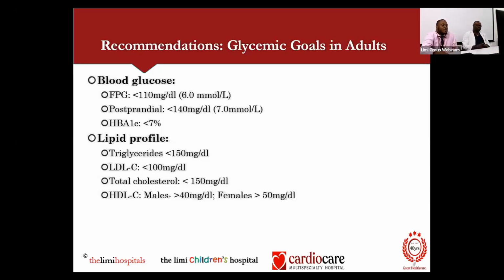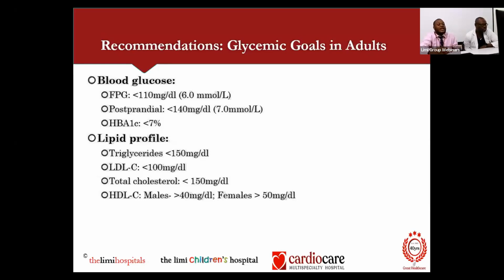For blood glucose, I mentioned earlier our targets, the glycemic goals in adults. The fasting blood sugar should be less than 6 millimoles in clinic. We don't want to be seeing 6.5. Understand? We want to be seeing less than 6.1, less than 6 for the fasting. For postprandial, just after eating, we are aiming for less than 7 millimoles per liter or less than 140 milligram per dl, depending on the units you use in your center.